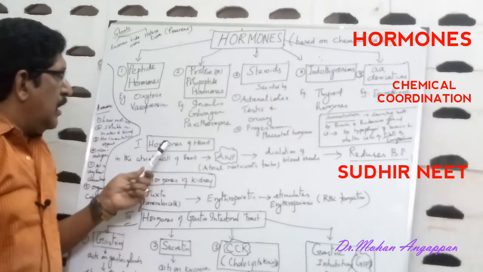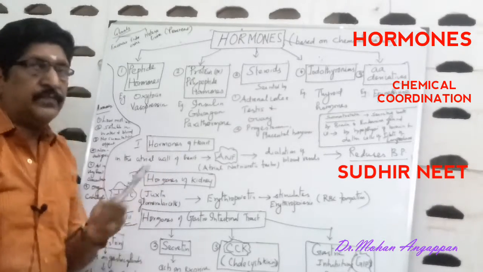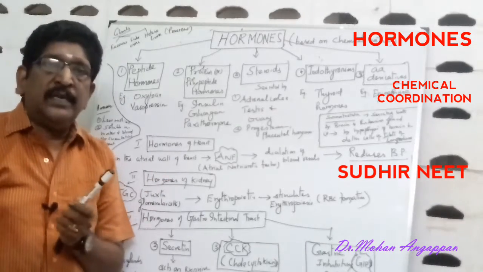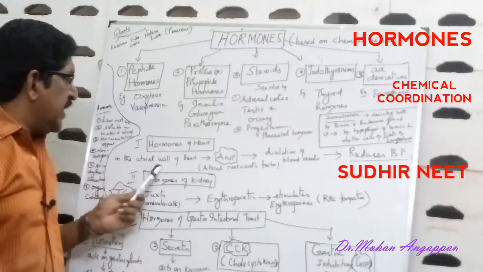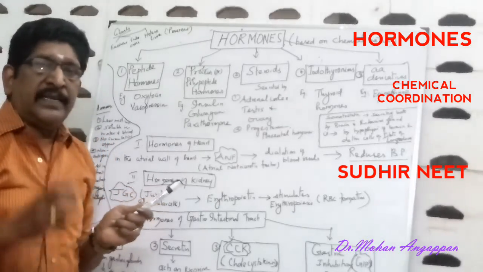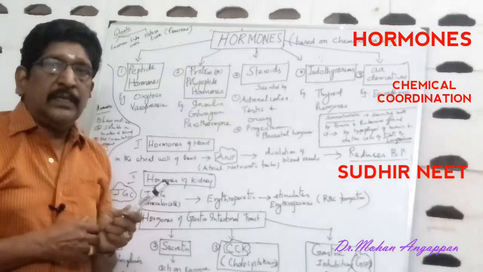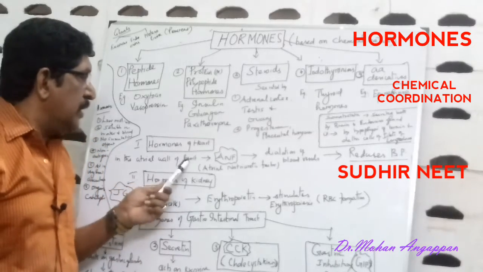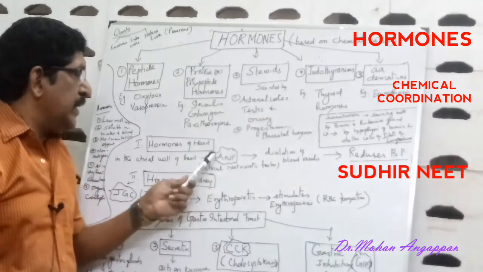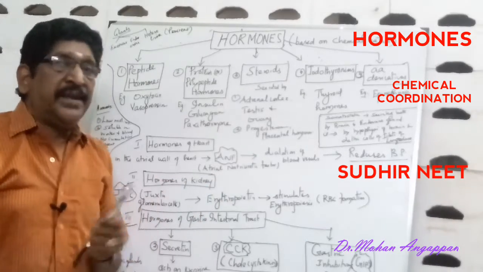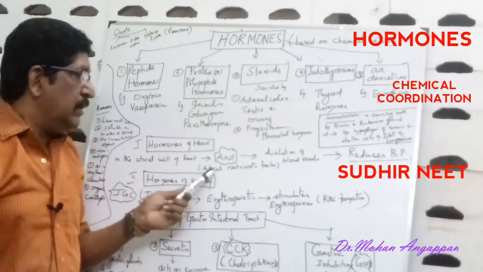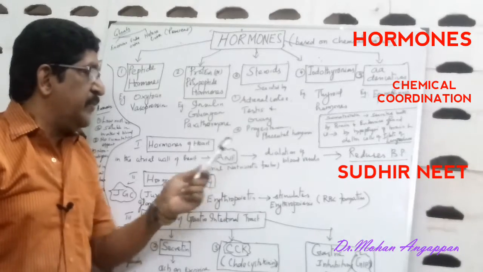Then hormones of heart. Heart also contains hormones. Let us see. In the atrial wall of the heart, you know the heart contains atrium. In the atrial wall of the heart, there is a factor called ANF, atrial natriuretic factor.